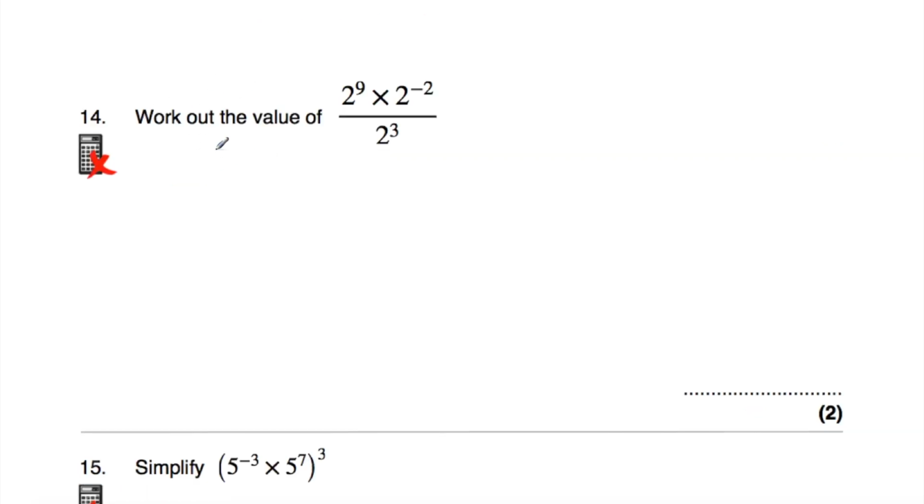Okay, so question number 14, we've been asked to work out the value of 2 to the power of 9 multiplied by 2 to the power of negative 2 divided by 2 cubed.